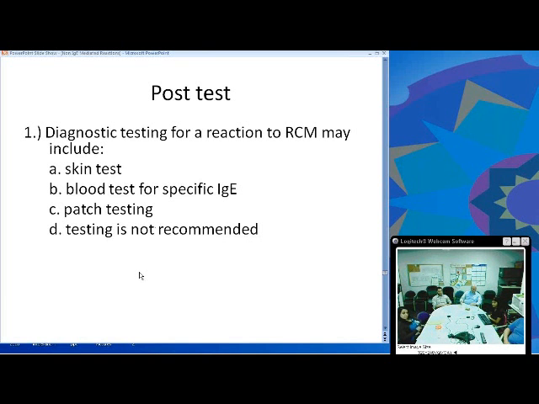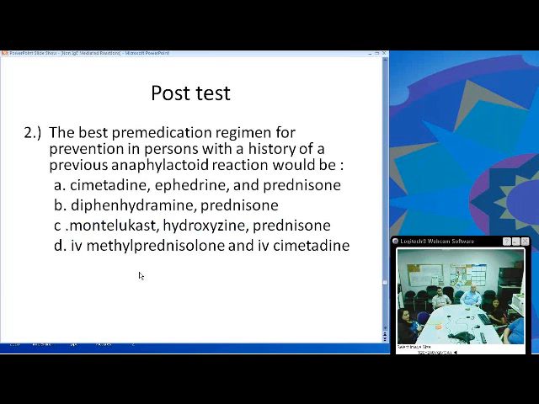So the diagnostic testing for a reaction may include, sorry, a bad question, not me. I realize not may include, but should be, like the most commonly testing is not recommended, so sorry about that. But you could do a skin test. Yeah, I was talking about it, so it's not me. This is from that presentation.